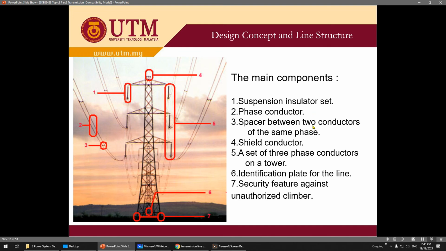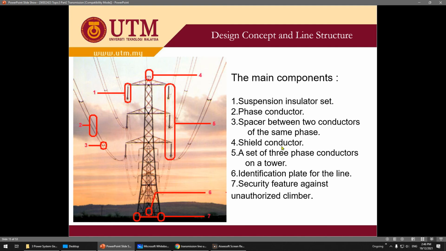Then the spacer between conductors of the same phase, the shield conductor, a set of 3-phase conductor wires on the tower, and the identification plate for the line, a security feature against unauthorized climbers. So you can see the numbering here. 1, 2, and 3 is the spacer. You have the spacer between 2 conductors of the same phase. Usually we use 2 wires, but this one is the same phase.